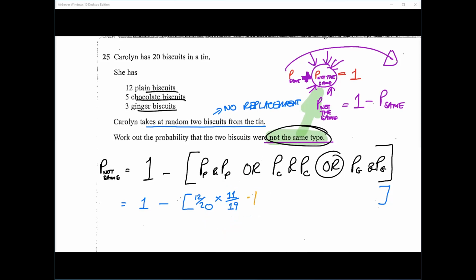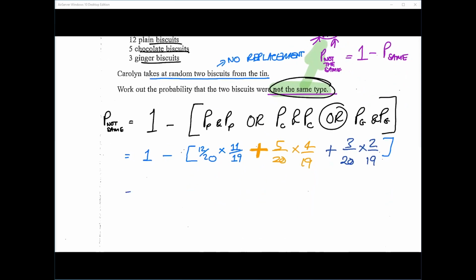It would be 5/20. Don't forget the "or" means plus: 5/20 times 4/19. Beautiful. Plus, and then the last bit, plus 3/20 times 2/19. Beautiful. Okay, let's start putting this together now. So you've got 1 minus, what's 12 times 11? 132. 20 times 19? 380. Yeah, 380. 19 times 2 is 38.